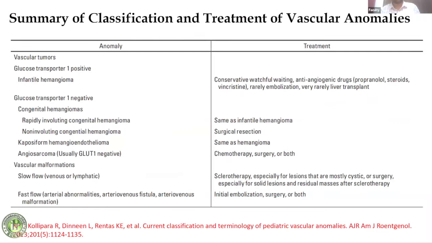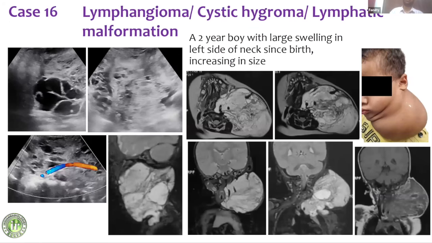Then we'll go to the next group of the vascular malformation. It is a case of a 2-year-old boy with a large swelling on the left side of the neck since birth. Usually the vascular malformations are present at the time of birth, whereas the infantile hemangiomas develop after 2 to 3 weeks of birth, and they show progressive growth in the first year of life, and then involute over a period of up to 9 or 10 years. Whereas the vascular malformations tend to grow with the growth of the child, whether it is a lymphatic malformation or a venous vascular malformation.